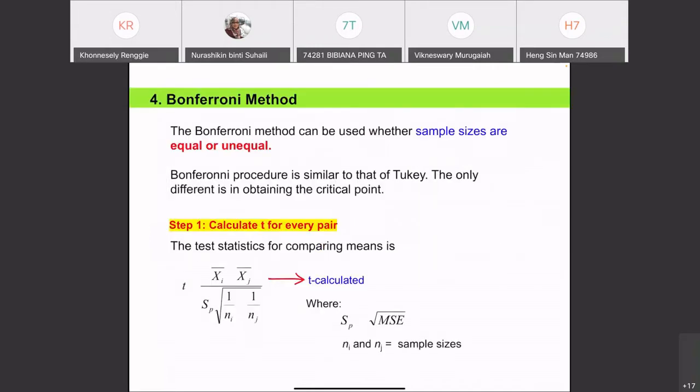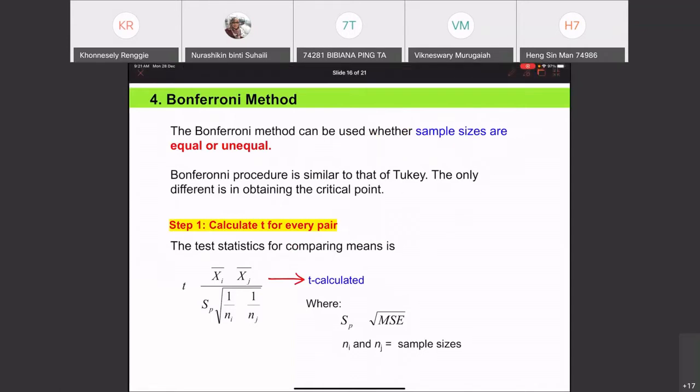Okay, before we go into today's topic, any question from the previous topic? Any question, guys? Any question? Are you still with me? No question. Okay, I assume you understand. Okay, thank you for your response.